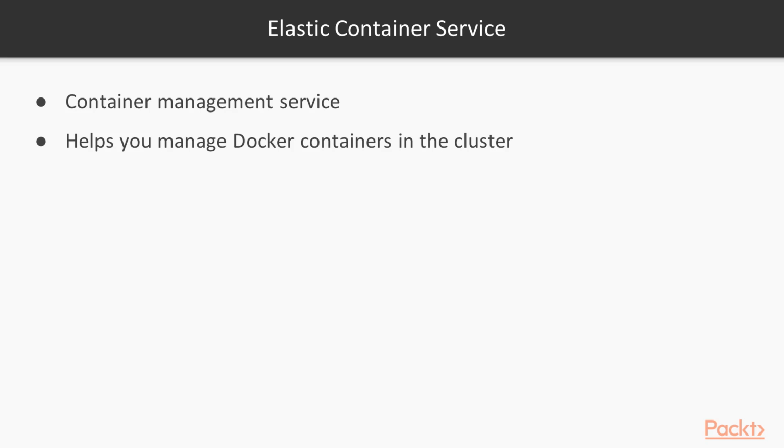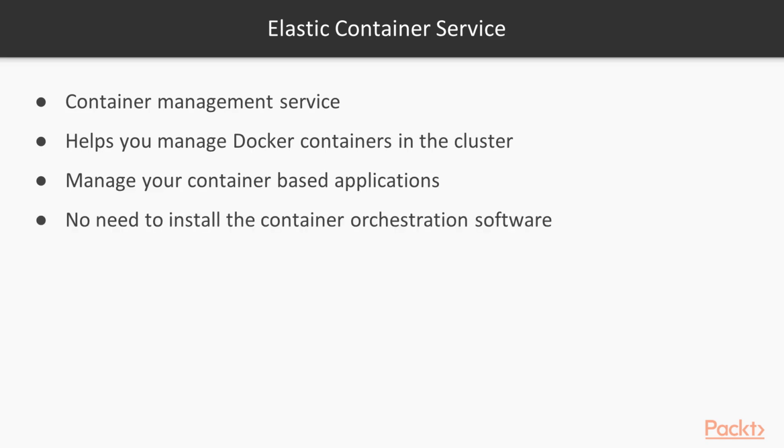So in the earlier video, we had seen that one of the most popular container orchestration tools is Kubernetes. But AWS also has their own managed service, which also has support for Kubernetes, and that is the Elastic Container Service. Now, one of the important things about the service is that it helps you manage your Docker containers for your applications. But the main important thing is that you don't need to install any container orchestration software.